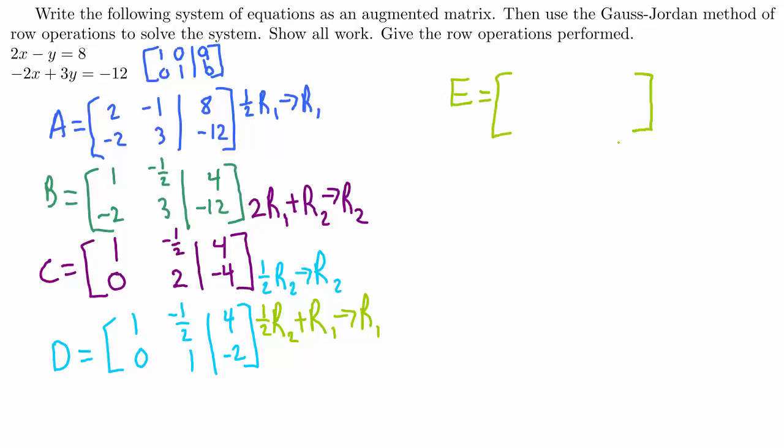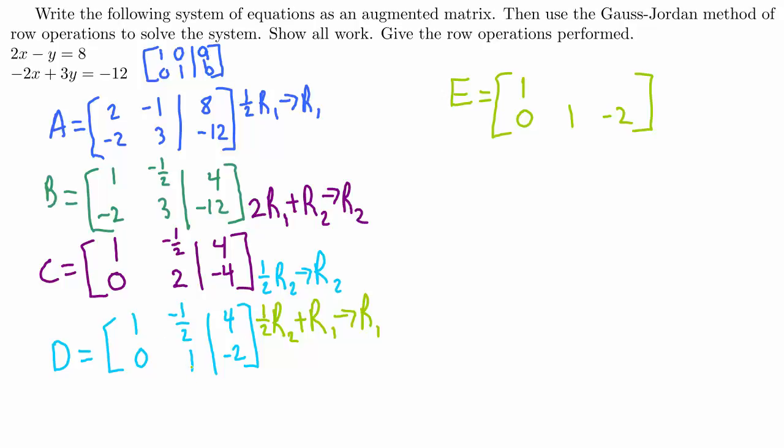And notice that for matrix E, the bottom row doesn't change. It's still 0, 1, negative 2. And then in the top row, 1/2 times 0 is 0, plus 1 is 1.